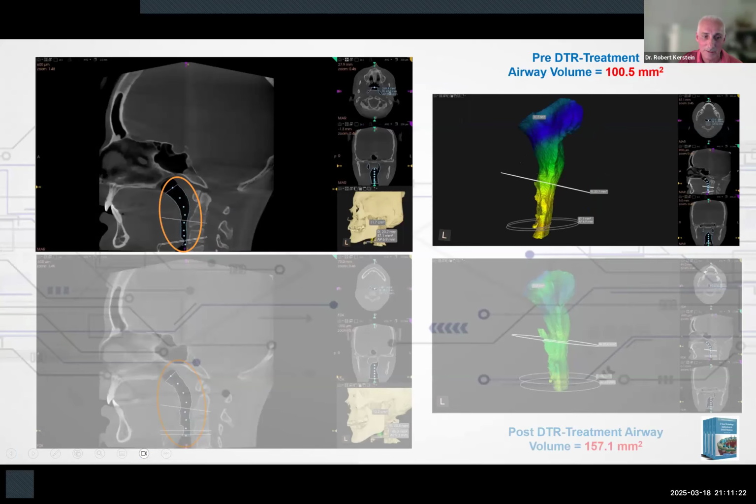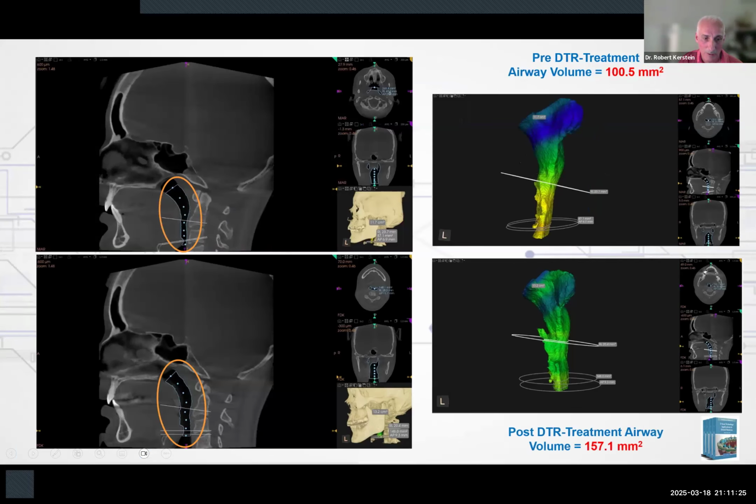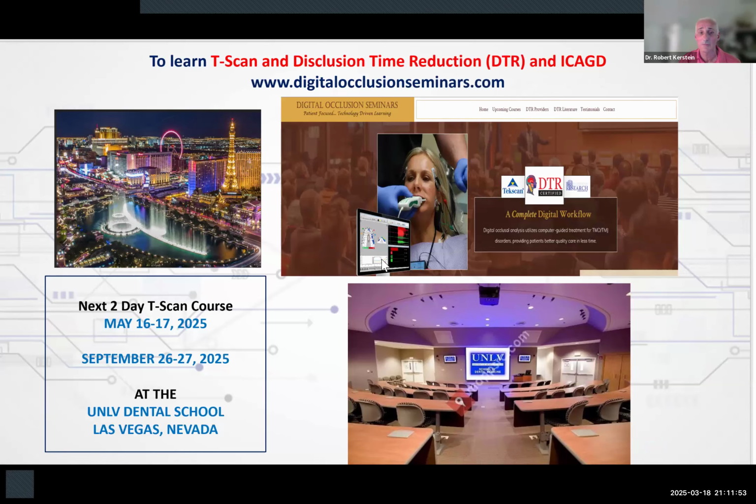30 days later, look at the airway. It's parallel walled. It's not funneled anymore. It grew a section. And look at the constriction. It's only moderately constricted all through the airway. Again, gaining 57 square millimeters of airway volume. So this is the power of the T-scan. You cannot do things like I'm showing you without measuring time, force, pressure, and seeing the interface of the teeth engaging each other the way the T-scan can measure.